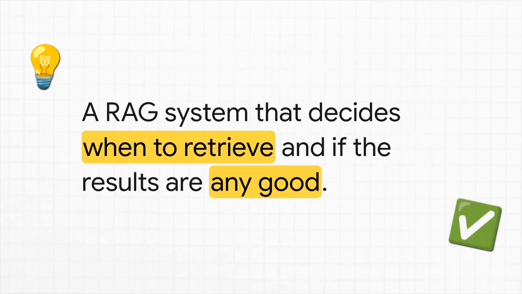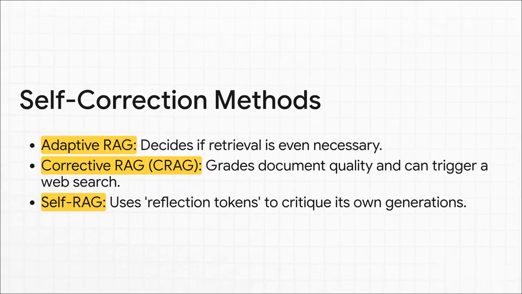So what's the fix? You have to build a system that has a layer of judgment, an AI that can actually stop and ask itself, wait a minute, do I even need to do a search for this? And if I do, are the results I got back any good? This whole idea has led to some amazing new methods. You have adaptive RAG, which first decides if a search is even necessary or if the LLM already knows the answer. Then there's corrective RAG, or CRAG, which actually grades the quality of the documents it finds. And if they're junk, it can just decide to do a web search instead as a fallback. And then there's self-RAG, which goes even further. It uses these special reflection tokens to basically critique its own answers for things like relevance and factual accuracy before it ever shows them to you.